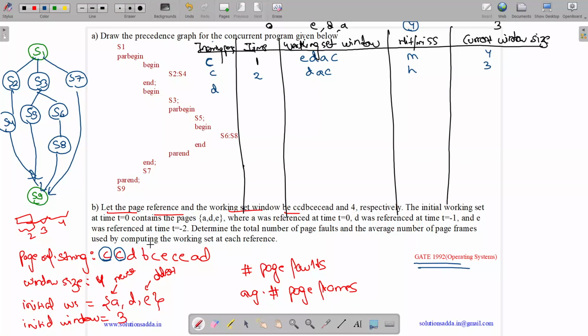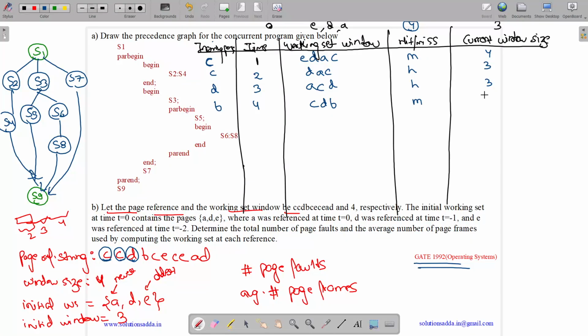Third, D comes at time 3. Is it a hit? Yes. So we need to keep D at the most recent position, so D comes to the last position. It was a hit, and the window size is 3. Now we have B at time 4. Whether it is a hit or a miss, it is a miss. Our window becomes C, D and B. We pop out this A and B comes up. The window size is 3.